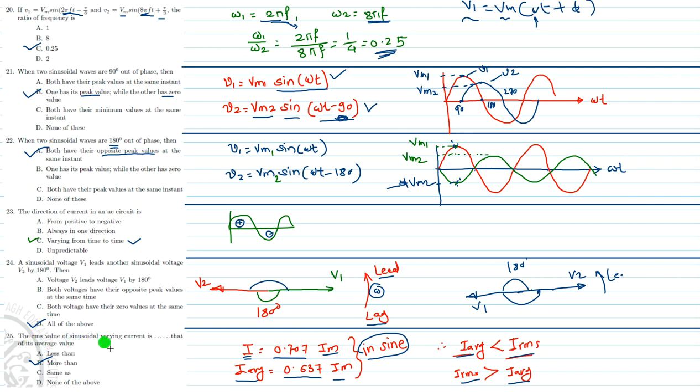The RMS value of the sinusoidal varying current is dash dash of its average value. So I is equal to 0.707 times Im, and the average value is 0.637 times Im for the sine wave. So here you observe that the RMS value is always greater than the average value. I average is less than I RMS, that is I RMS is greater than I average. So by this way you can solve the answer.